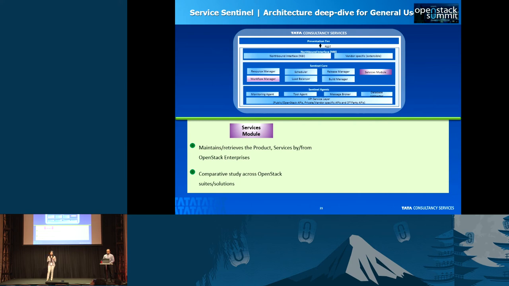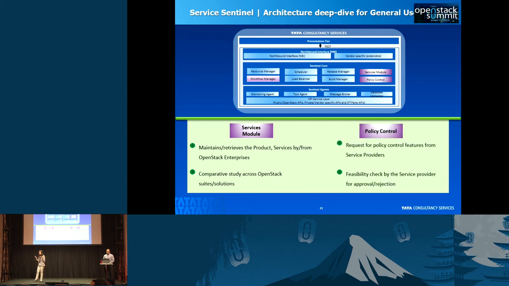Then comes the services module, which is basically dealing with managing different kinds of OpenStack provider services and also performing a comparative study of the different OpenStack services that are provided. The next comes the policy control module, which comes into picture when a general user requests a certain policy from a service provider. And a service provider can perform a feasibility check via this component so that he can enable or disable a particular service for the general user.